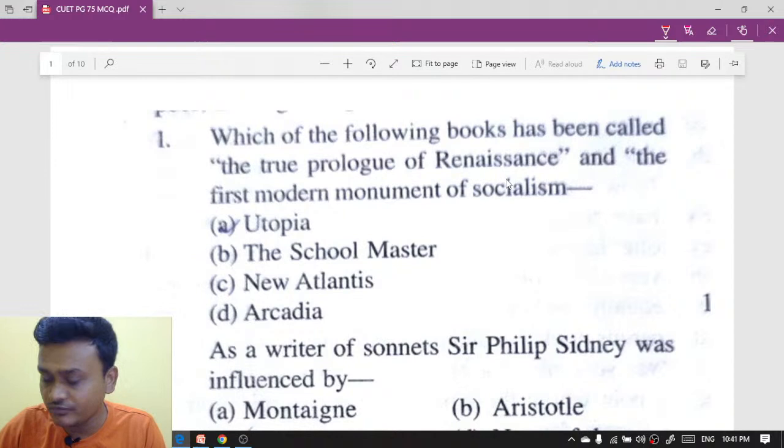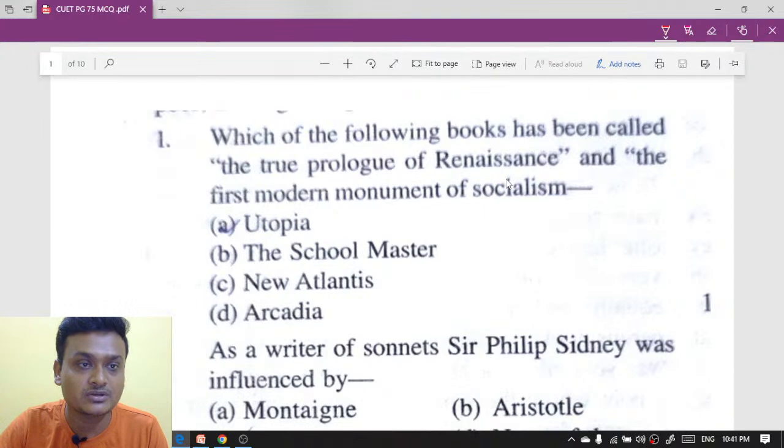So without wasting your precious time, here is your first question on your screen of the mega mock test on English literature for the upcoming CUET.